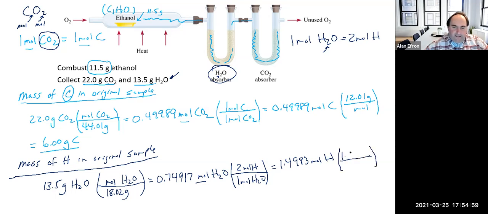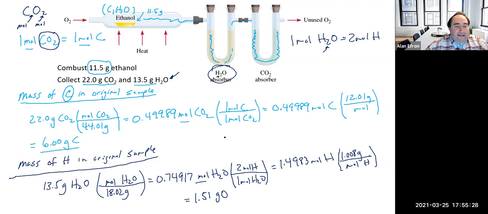And now, just like we did with the carbon, we could use the molar mass of hydrogen from the periodic table to figure out how many grams that would be. And that's going to be 1.5, we'll call it 1.5 grams of hydrogen in this particular case. Any questions on that calculation there?